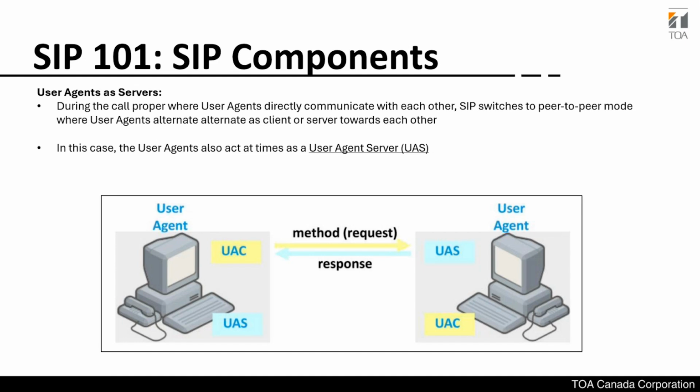So during the call, where the user agents directly communicate with each other, SIP switches to peer-to-peer mode, where user agents alternate as a client or server. So it is alternating between requesting or responding to a request. It will alternate between UAC and UAS, user agent client and user agent server. So it's a peer-to-peer mode.